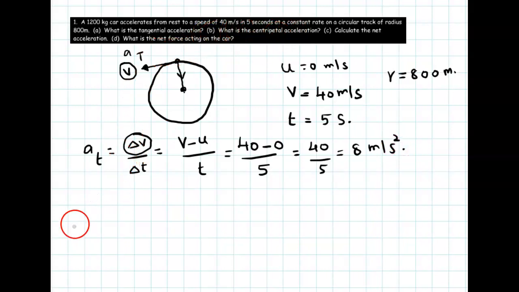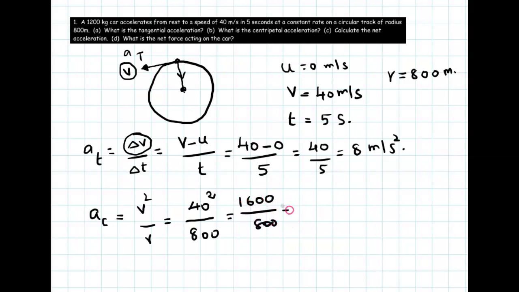Second question, what is the centripetal acceleration? The centripetal acceleration, that is the radial acceleration, is equal to v squared divided by r. In the place of speed it will be 40 squared divided by the radius of the track, 800. So 1600 divided by 800 is equal to 2 meter per second square. That is the centripetal acceleration.